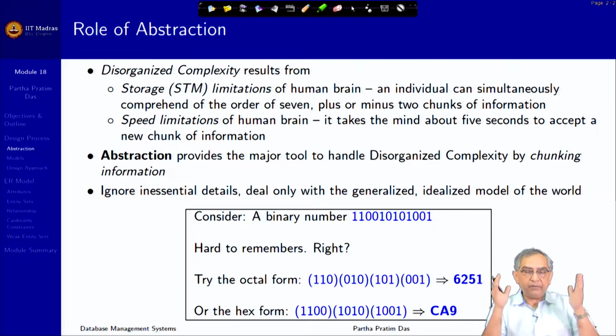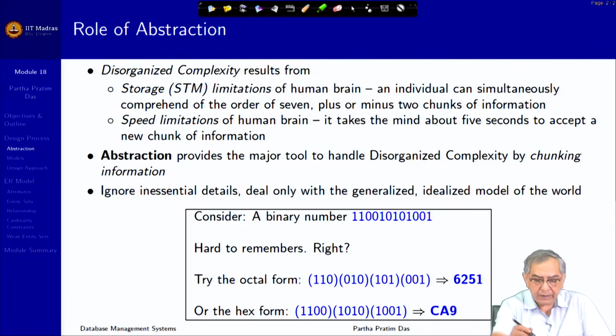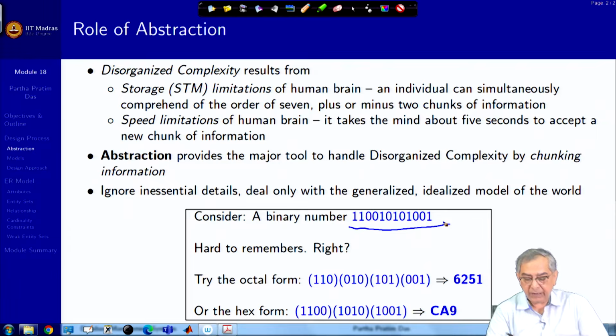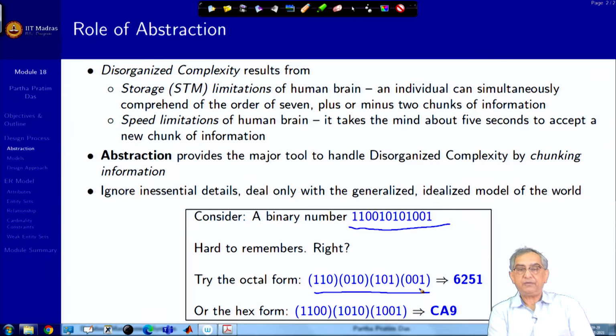So, that is kind of the angle of the abstraction in particular. Just to give you an example of abstraction, I will show you a simple binary string, and if I ask you to remember this string by just looking at it, naturally most of us would not be able to do it. But if we group these bits in terms of triplets and encode it in octal form, it is 6251. So, you will just need to look at it once and you know it, right.